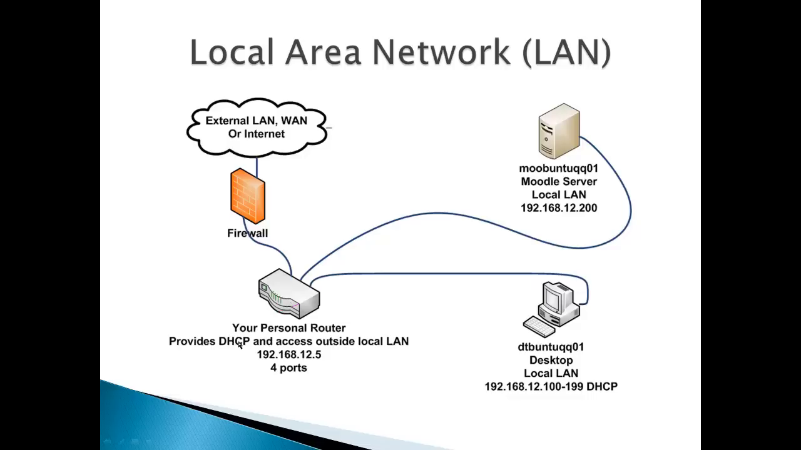It provides DHCP, Dynamic Host Control Protocol, and it will issue to the desktop, and you can have more than one desktop, an IP address between 192.168.12.100 to 199. Also on this network is going to be a server. Basically, it's going to be a Moodle server later on, but it isn't right now. It's going to be given a static address of 192.168.12.200. Now you notice that all these are on a local LAN with a 192.168.12.0 network. And outside your router, if you've got a firewall or something, on the other side of the firewall you've got a LAN, WAN, or possibly the internet.